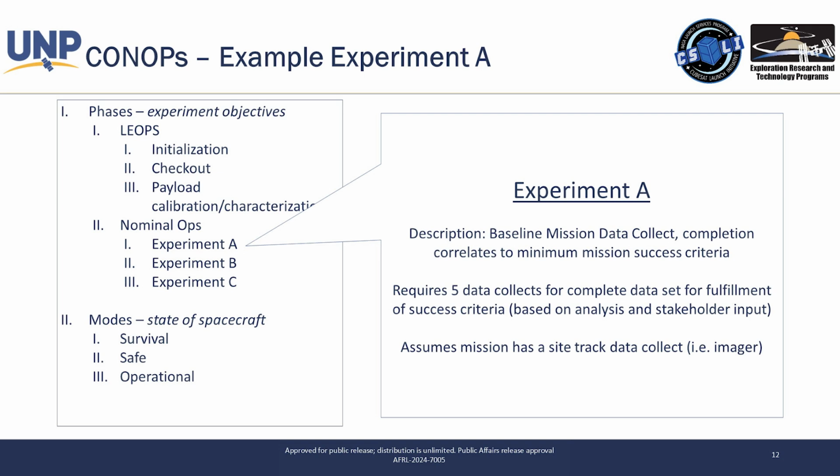Talking a little bit more about one of these experiments. So for this example experiment that we're going to be going through a little bit more here, the description, it's a pretty baseline mission data collect. I believe on this one, it's an imager, so it's taking pictures. We need to do 5 of these collects, 5 of these experiments to fulfill our success criteria. And this assumes that the mission is a site track data collect. So an imager, we're pointing at one specific location, we're taking a picture of it.